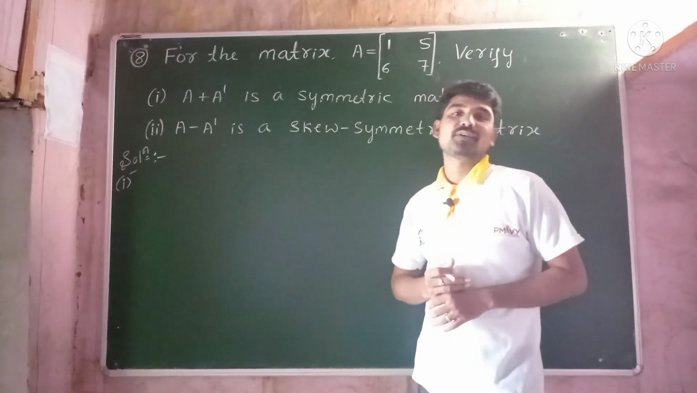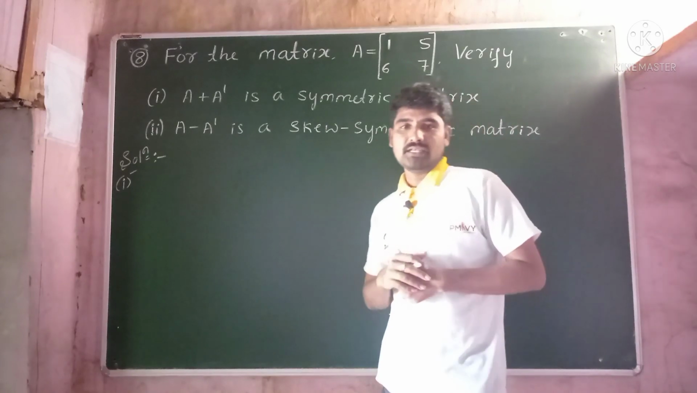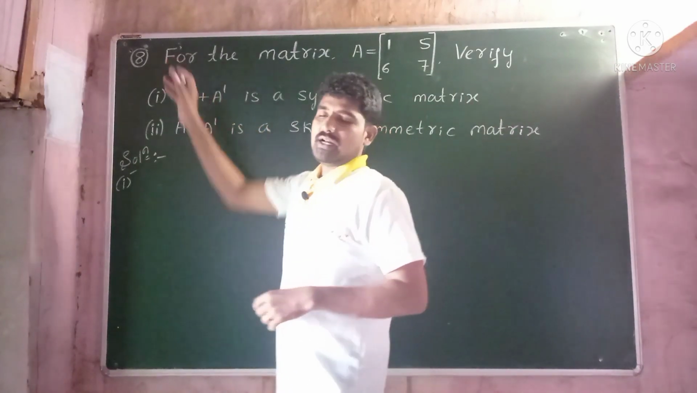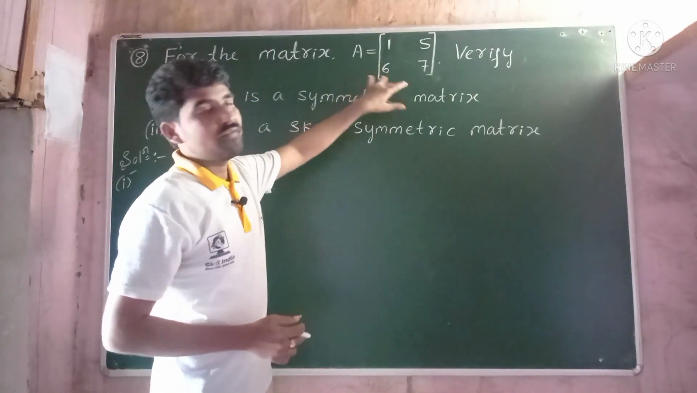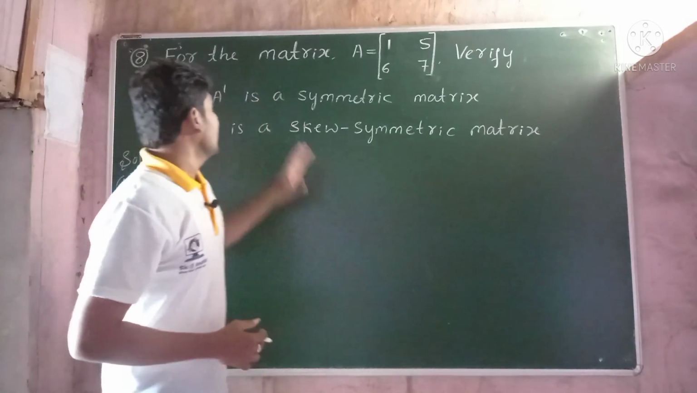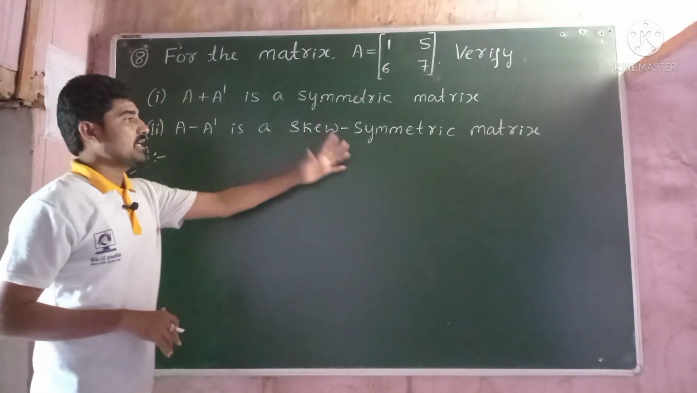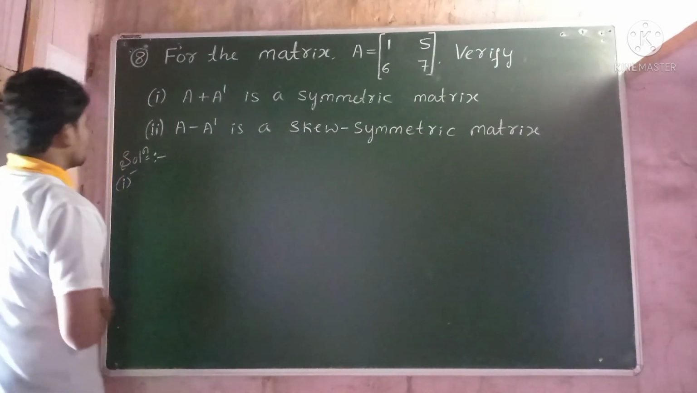Last class we completed up to question number 7 in exercise 3.3. So today I am going to discuss from the 8th question. Here he has given the matrix A, and we need to verify that A plus A dash is a symmetric matrix as well as A minus A dash is a skew symmetric matrix. So let's start the solution.